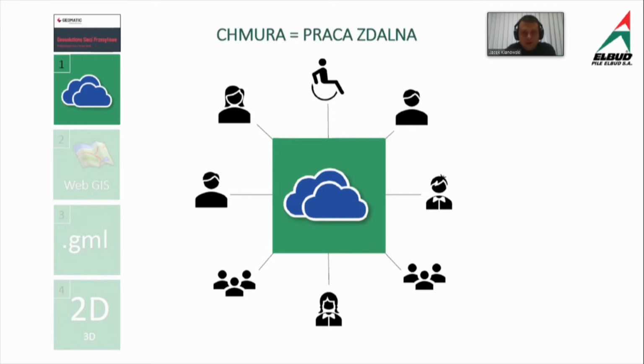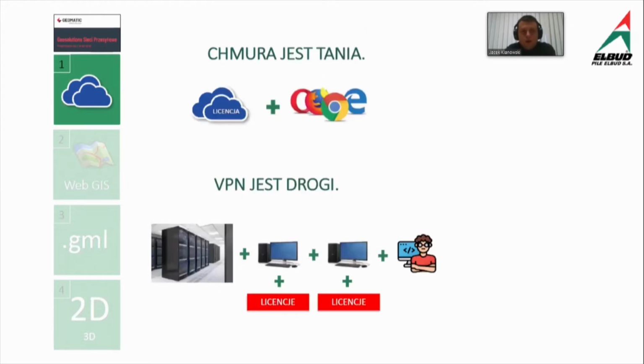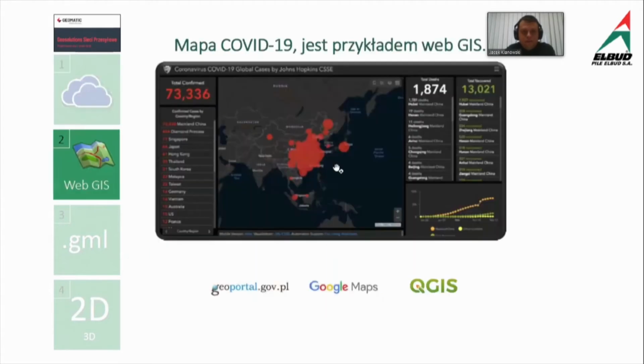The cloud allows remote work. If you think of remote work, the cloud is the best solution. Cloud is cheap. To browse the cloud, to manage a database in the cloud, it's enough to have an internet browser and the license for the cloud. VPN is second level. In our company, creating such a system is expensive. Therefore, we went to the cloud. I'm not going to talk too much about GIS systems because much has been said so far.